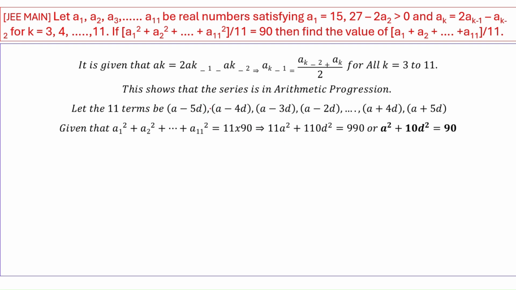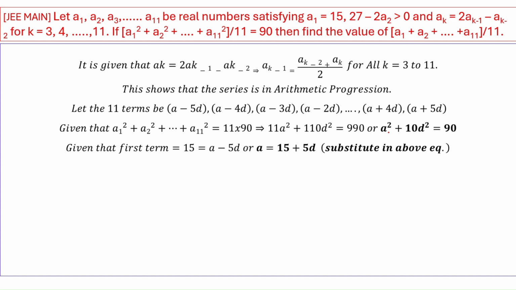Each one is a square, right? So all these 2ab terms, that is minus 10ad is cancelled by plus 10ad here, minus 8ad is cancelled by plus 8ad here, minus 6ad is cancelled by plus 6ad. So all ad terms get cancelled. The only things left are 11a square plus 110d square equal to 990. This is the most important equation. If I simplify, what I will get is a square plus 10d square equal to 90.